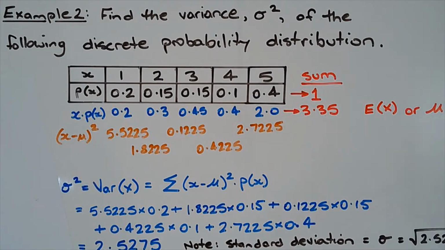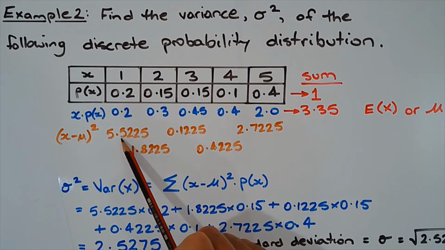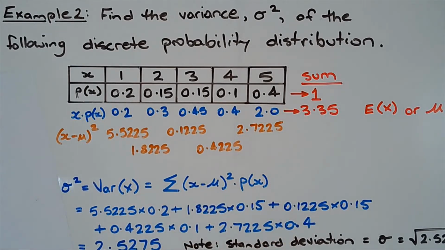Next, we can determine the variance by using this formula. So sigma squared is equal to var x, so they mean the same thing, they refer to the variance, and that's equal to the sum of x minus mu all squared multiplied by the probability of x. So we're going to take each of these values, multiply each value by its respective probability and then add them all together.